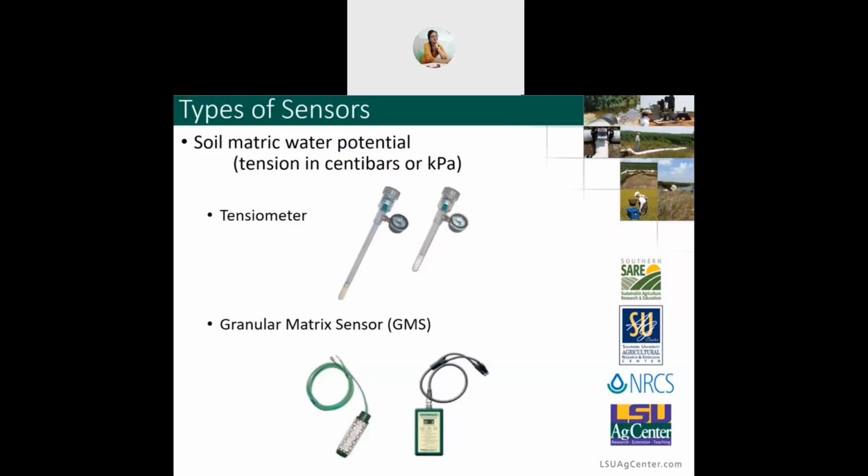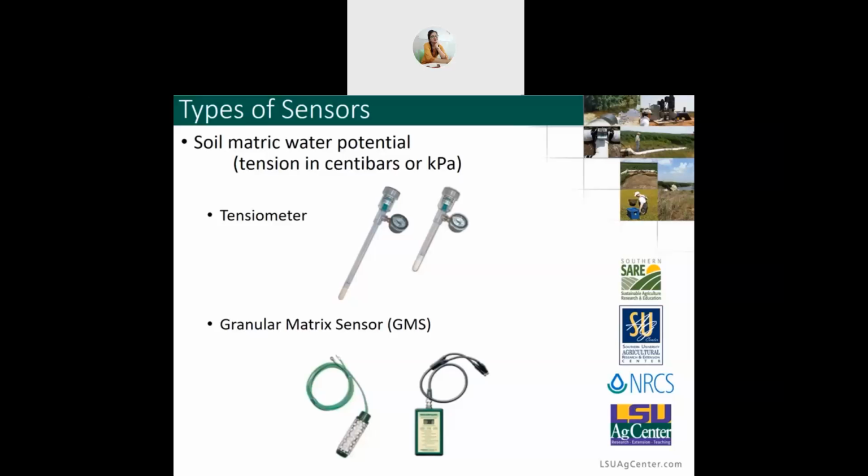An alternative to walking to that sensor every day and reading it is to use a granular matrix sensor, like the Irrometer Watermark, which is pictured on the bottom there. That sensor would be buried into the soil, and it would be connected to something that would either read or log the information. But it'll work on the same principle. The drier it is, the higher the number. It'll read in like a tension reading, like centibars.